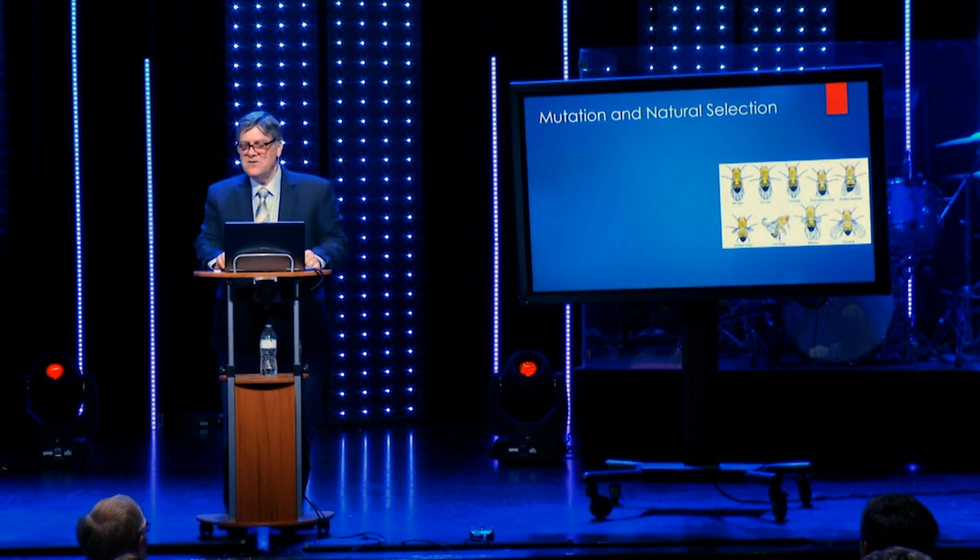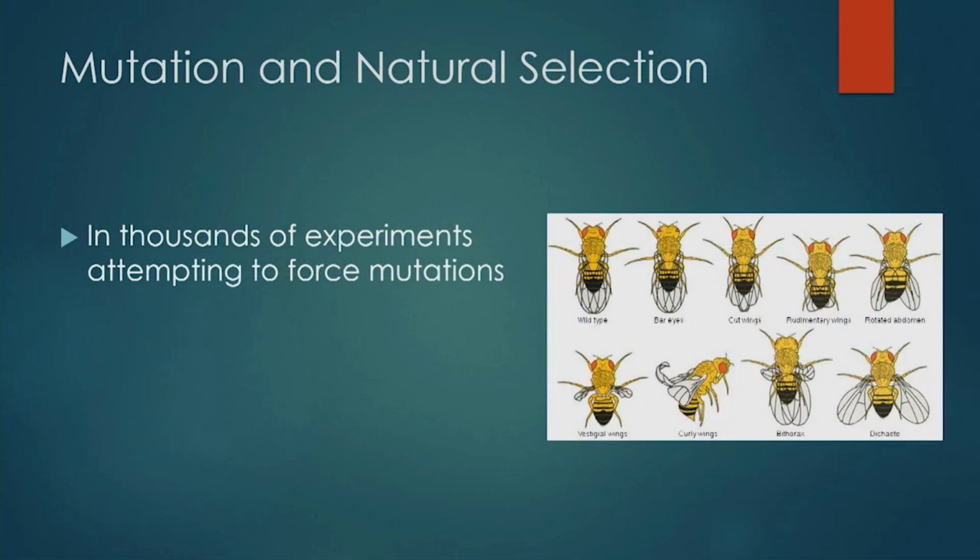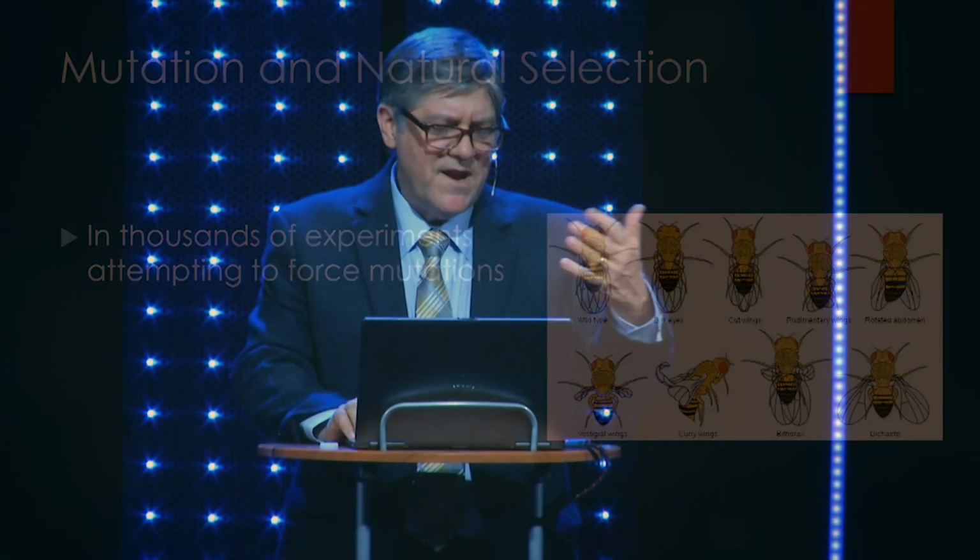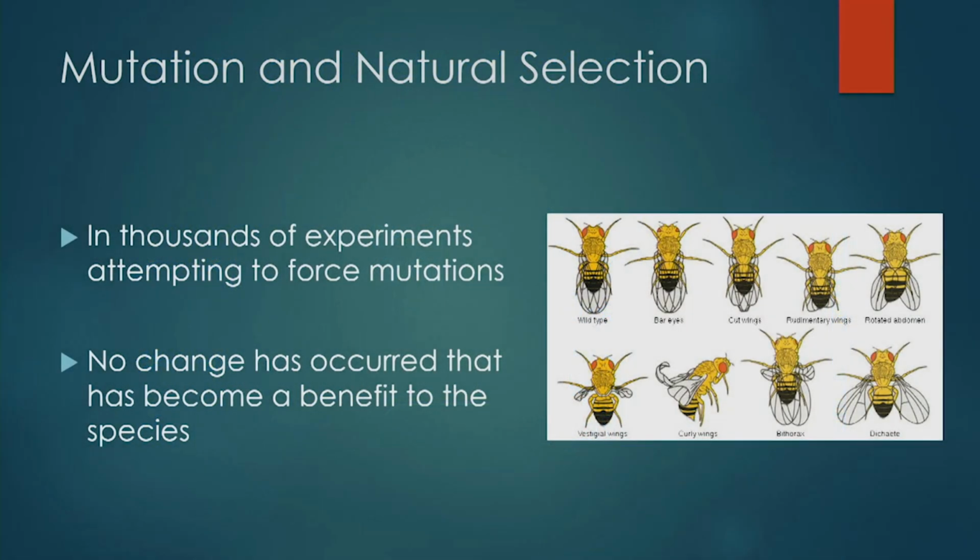Now let's look at mutation and natural selection. So in other words, they've done thousands of experiments on fruit flies, because you can get a new generation of fruit flies every 3 or 4 days. So they bombarded these fruit flies with all kinds of radiation and chemicals to try to force a mutation. And then no change has occurred that has become a benefit to the species. In one instance, there was a fruit fly that had developed a second set of wings, but the wings weren't connected to anything. They just hung on the body and didn't flap. And so they ended up being a limitation and not an advantage to the species.